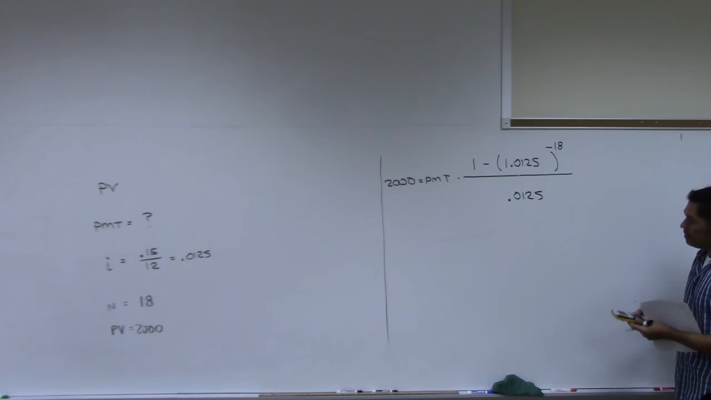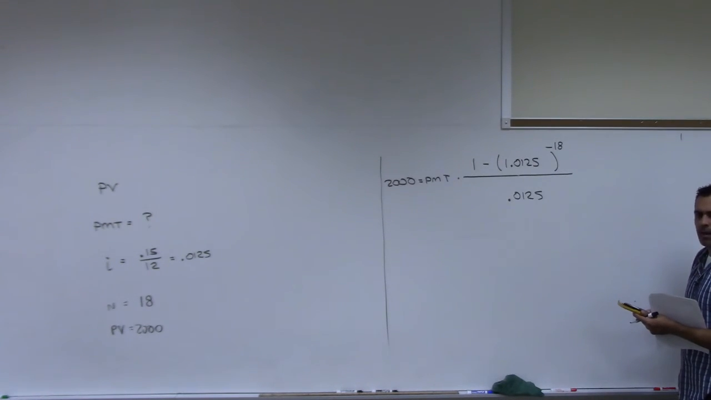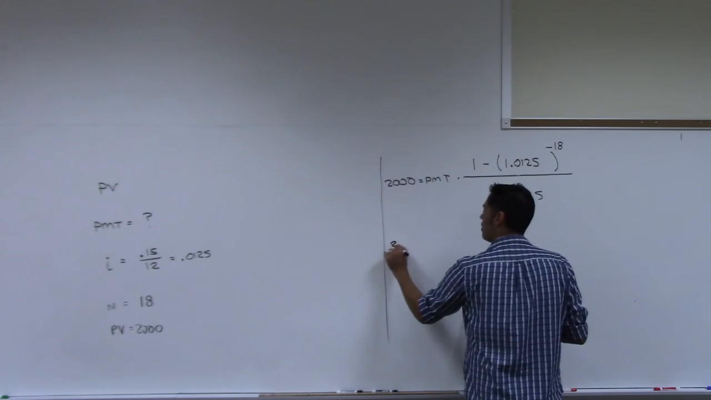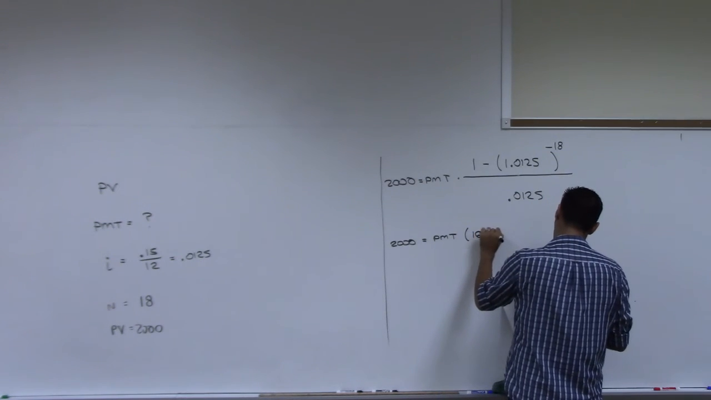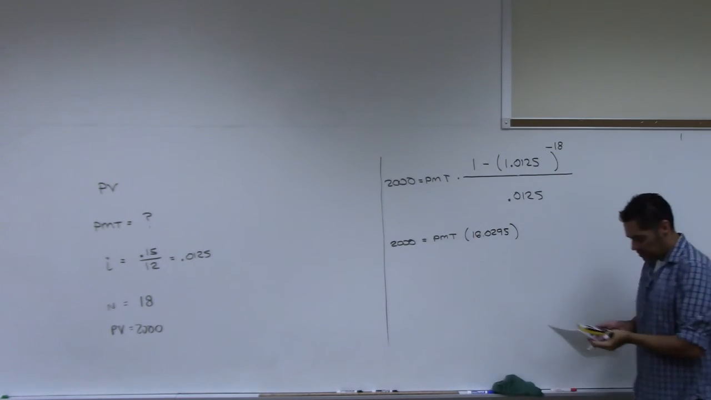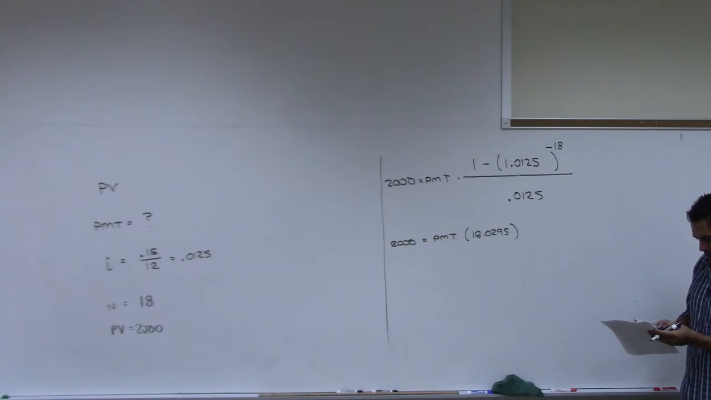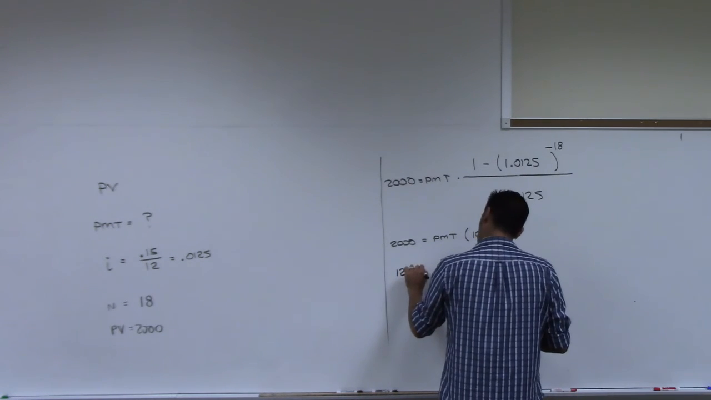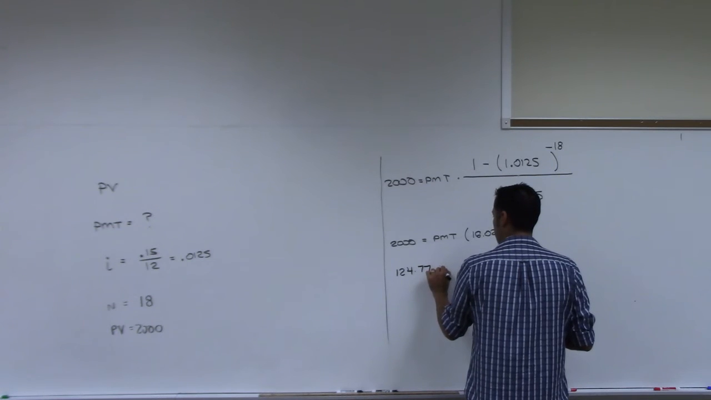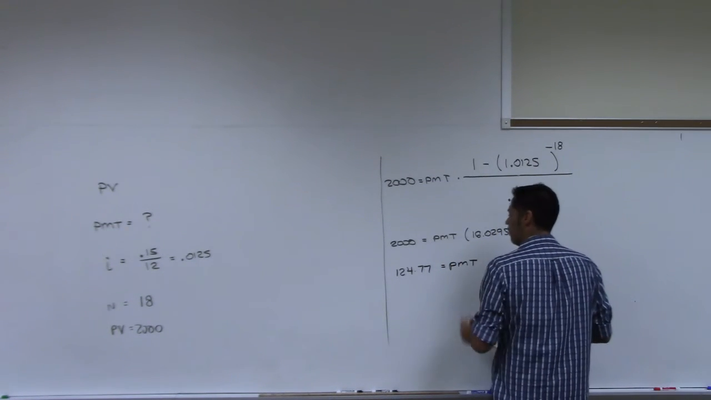Okay, that's the calculation there. So you can stick basically that whole thing in your calculator, as long as you're doing it correctly and you're making sure you're careful. There are some parentheses issues you might have to deal with. So I get 2,000 equals payment times 16.0295, and I divide both sides by that. Around 124.77 equals your payment. There you go.